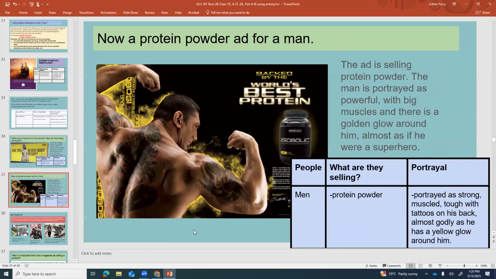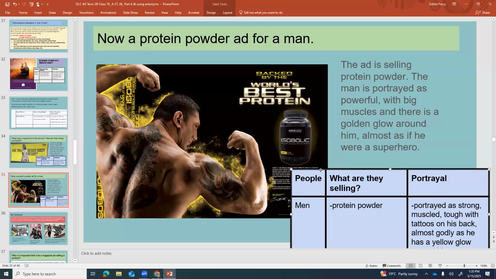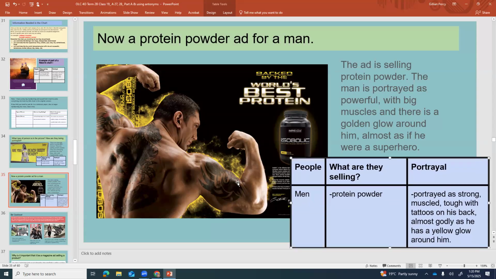Okay. Now, totally different one. Here's one with a man in it. It's also selling protein powder, although I think it's a different company. Sorry, I can't quite get the company's name. But here they're not going for thin and sexy. They're going for big, powerful. He's got this weird golden glow around him, especially around his muscles, almost as if he were some sort of superhero. So he's being portrayed as tough, very muscular, big, kind of fancy tattoos, a dragon, right? How serious is that? So very different portrayal about the results you're going to get from more or less the same product.